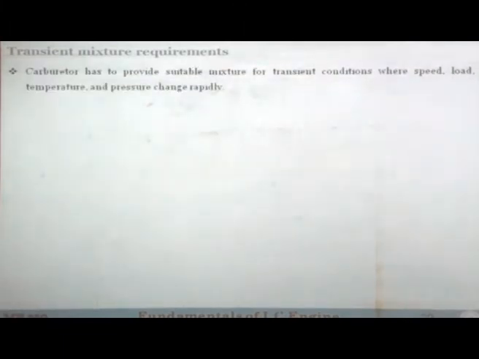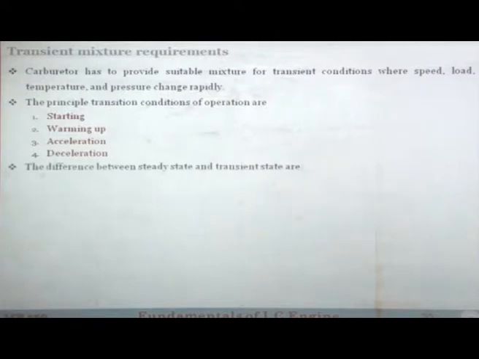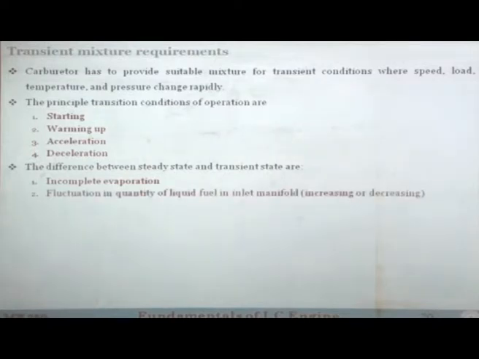The carburetor has to provide a suitable mixture in transient conditions where speed, temperature and pressure change rapidly. The principal transient conditions of operation are starting, warming up, acceleration, deceleration. So, what is the difference between steady state and transient state? When you are operating at steady state versus transient, that means you are changing the speed and load quickly. The difference is that there is hardly any time for evaporation. So, evaporation will not be complete, and then there will be fluctuation in the quantity of liquid fuel in the intake. Suddenly, if you pump, you have seen the accelerating pump system, you inject too much fuel which has not evaporated.